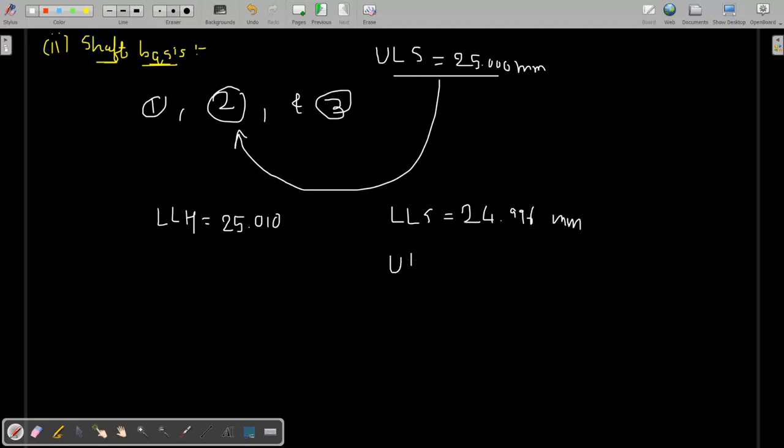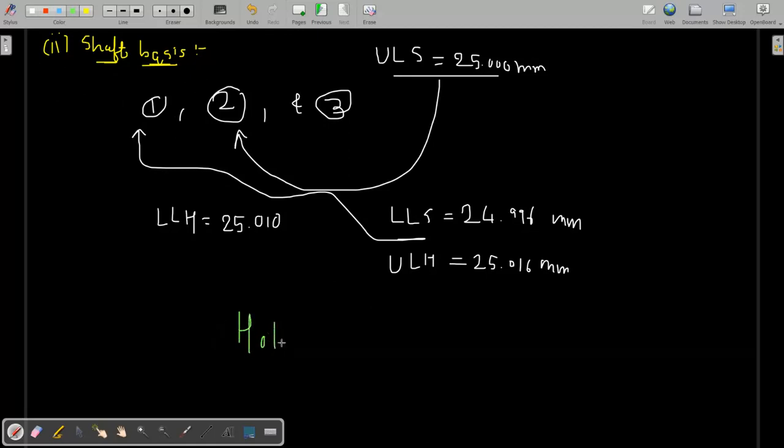And what is the upper limit of the hole? Put this value of the lower limit of the shaft in equation number 1. You will get the upper limit of the hole, that is 25.016 mm. So here is the conclusion for the shaft basis. What is the hole dimension? That is 25.000 plus 0.016, plus 0.010, this is 6 and this is 0 mm.